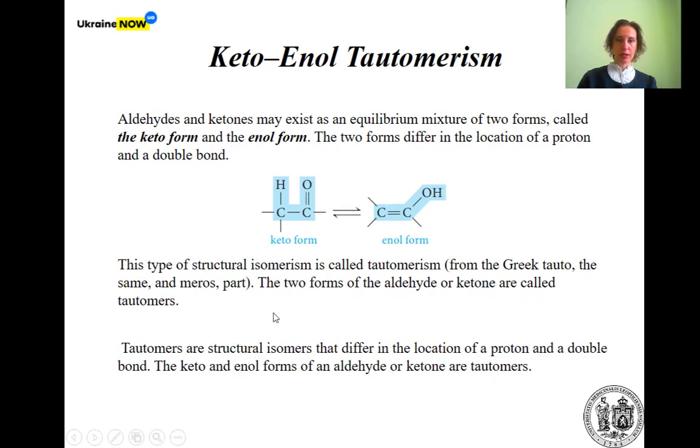For ketones, keto-enol tautomerism is possible. Here is shown the general scheme. The hydrogen attached to the alpha carbon of the carbonyl group is able to transfer to the oxygen, and a double bond is formed. But some compounds, depending on the substituents surrounding this double bond, can be more stable in enol form.